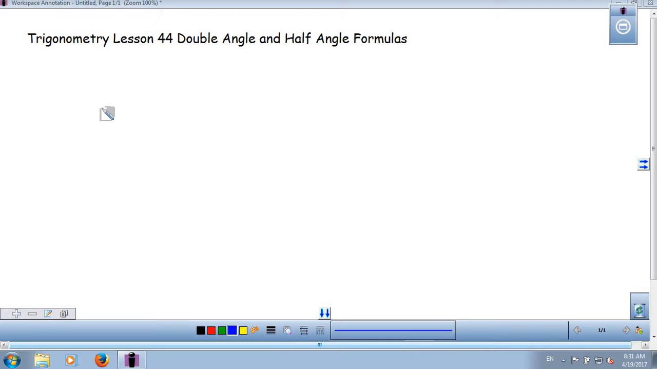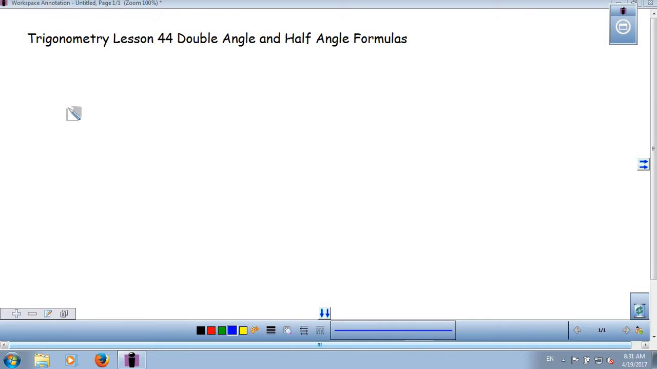Today is our trigonometry lesson 44, double angle and half angle formulas. We start talking about different identities, and this is part of the identity formulas that we've been learning. We start with the basic three identities, and we have talked about sum and difference formulas. Based on the sum and difference formulas, we are able to derive more formulas. So today let's talk about double angle and half angle formulas.